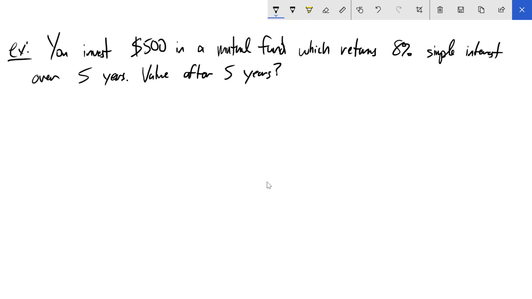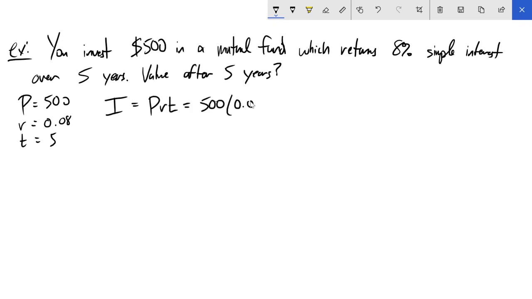Okay. So what's my P here? 500 is my principal. What's my rate? 8%. What's my time? 5 years. Okay. So then the interest equals P times R times T. So we take 500 times 8% times 5 years, and what would we get? $200. That would be my interest, right?